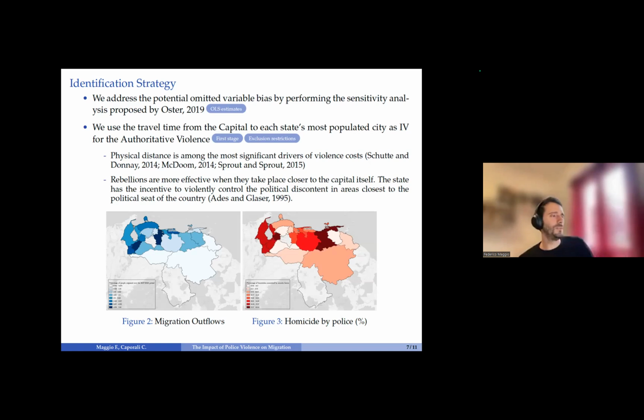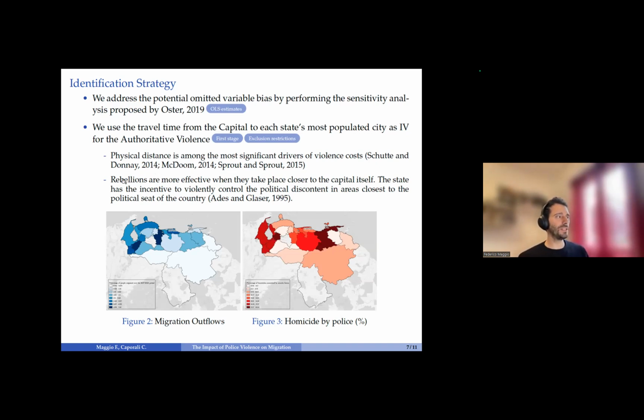I just wanted to give you some insights about the intuition behind the instrumental variable, which is related to 2 strands of literature. The first one is the literature on the logistics of violence, which states that physical distance is among the most significant drivers of the cost of violence. So the farther away from the capital, the more expensive it is to exert violence.